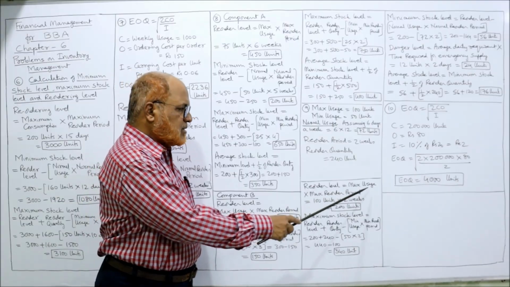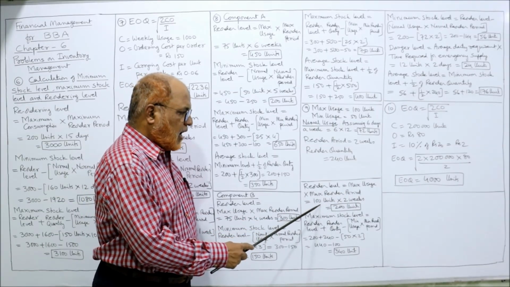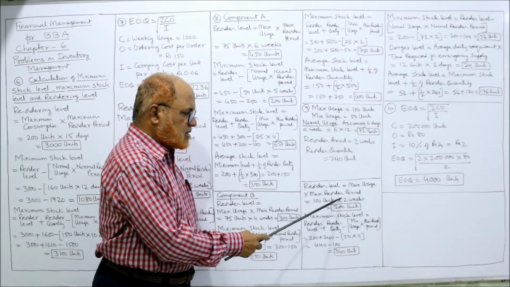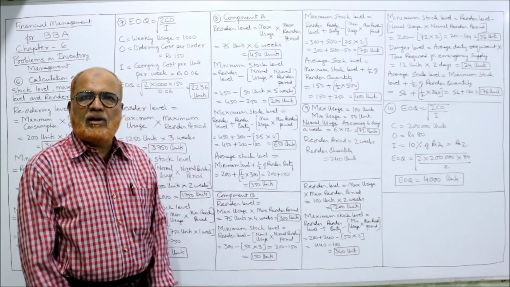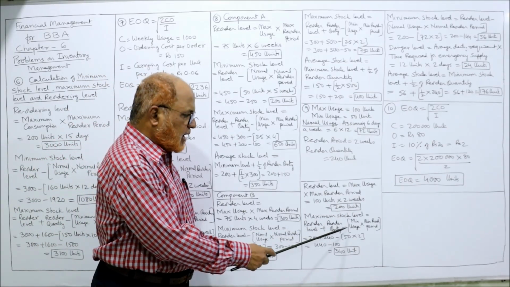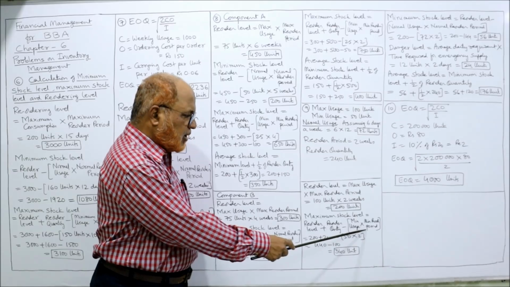Reorder level is equal to maximum usage into maximum reorder period. 100 units is the maximum usage, and reorder period is 2 weeks. So 200 units is the reorder level. Then maximum stock level is reorder level plus reorder quantity minus minimum usage into minimum reorder period.